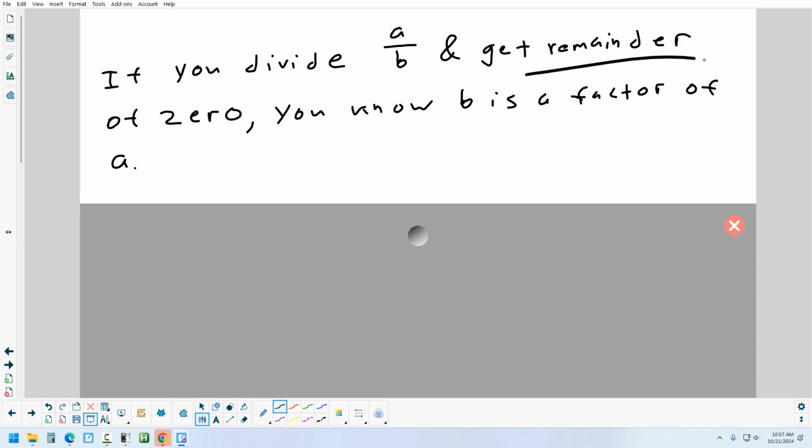So I'm going to show you a faster way to get the remainder if all you're trying to do is determine, is this a factor of that? You just need the remainder to answer that question. Unfortunately, the quick way that I'm going to show you doesn't work all the time. It only works in certain situations. So even though it's a nice shortcut, there might be times where you still have to do long division.